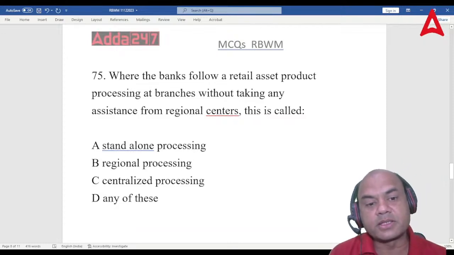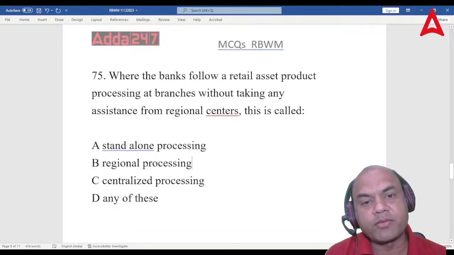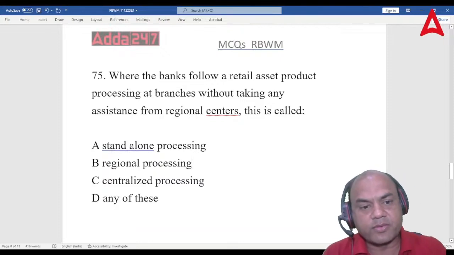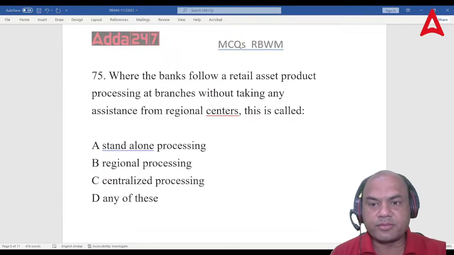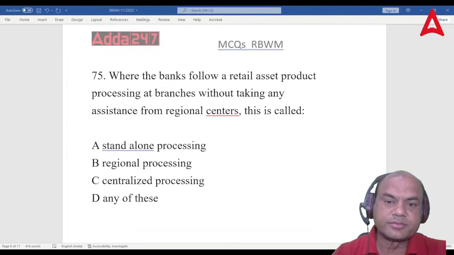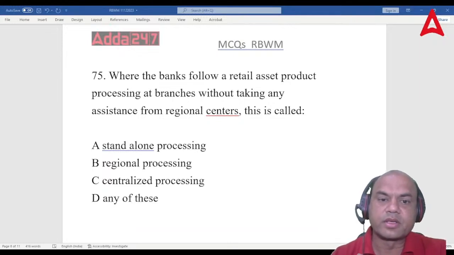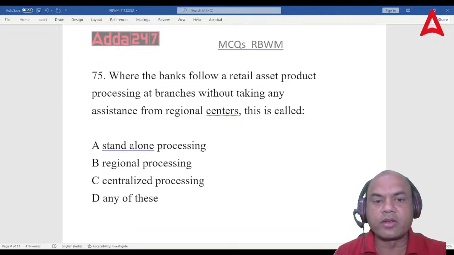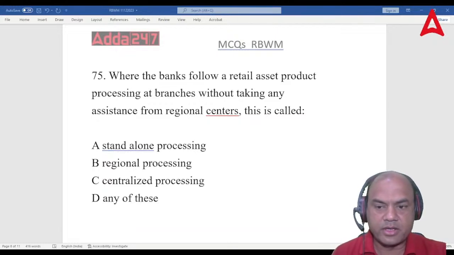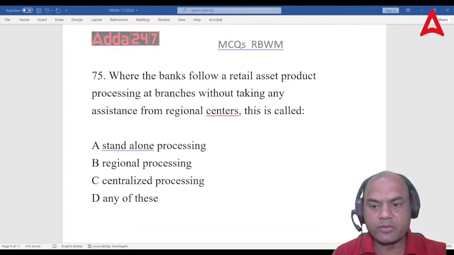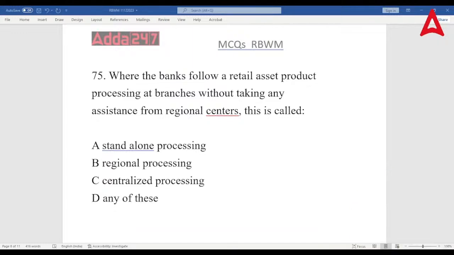Everything is done at the branches. Sourcing is also done at the branch. Processing is done at the branch. Everything at the branch. So it is called as what? Standalone, regional, centralized. Think. I'll give you a hint also. It's either A or B. Think over it now. I want the answer in the comment section. Everyone kindly comment.